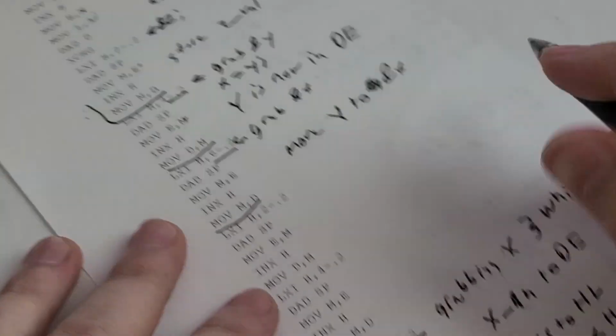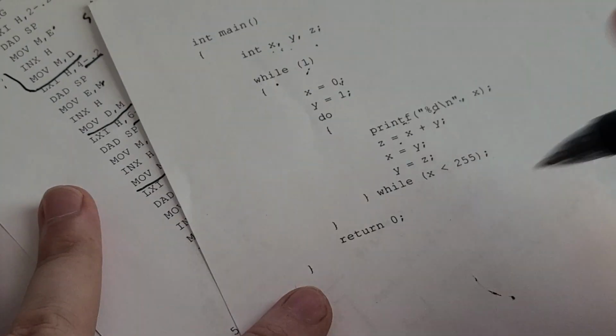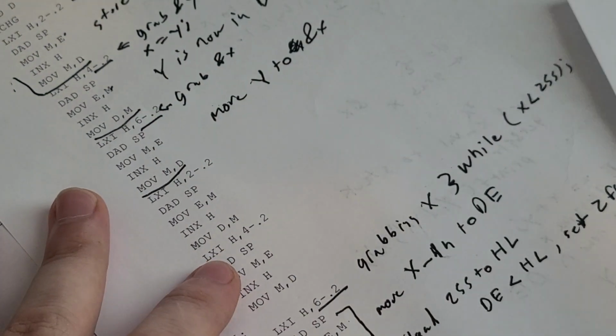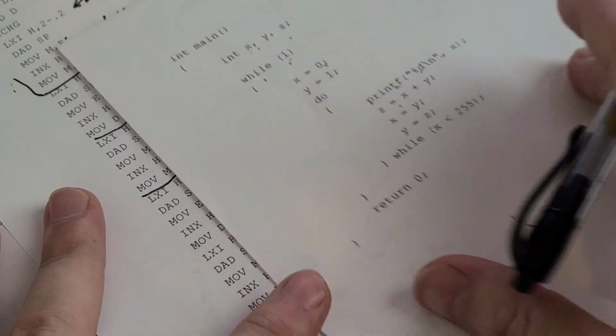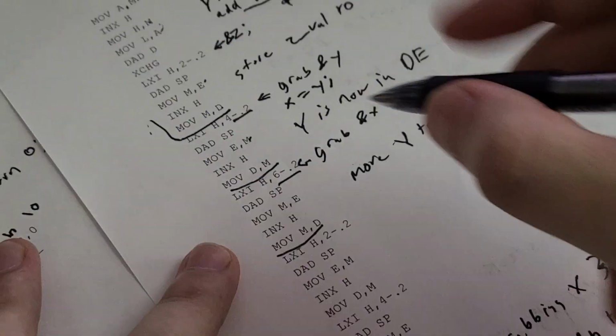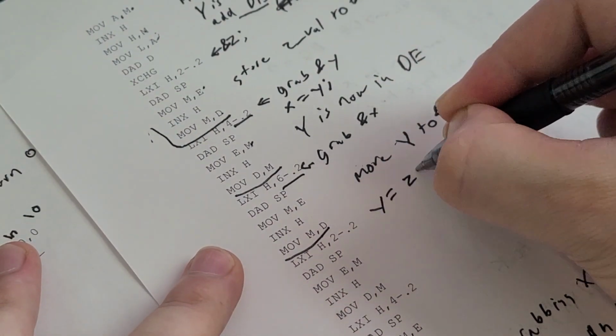Okay, we are almost done. And what is that final thing? That final line here is y equals 1. Sorry, the final thing is not y equals 1. Down here, y equals z. So we have to grab z and then move to y. Well, what is this right here? We have y equals z.